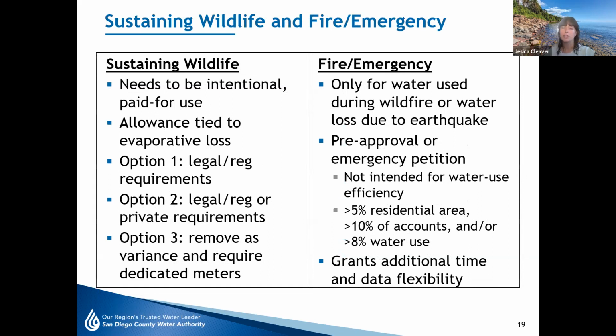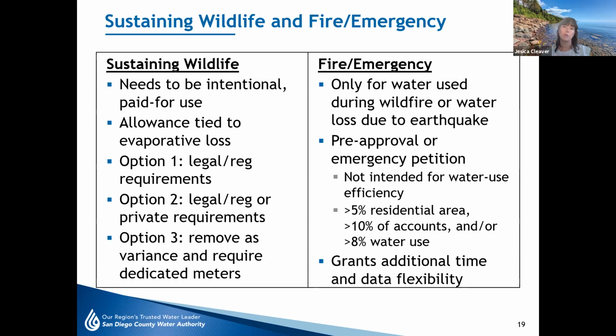And the 3 options that the state has presented is first, that a water supplier could qualify based on having legal or regulatory requirements for that water feature, pond, lake, whatever it might be. It has to be there as a result of legal or regulatory requirements. The second option is more flexible and would be that it's there for either legal or regulatory requirements or private requirements, which would include HOAs. And the last option is actually to remove this as a variance and instead require dedicated irrigation meters for these areas, and that they would fall under those standards.